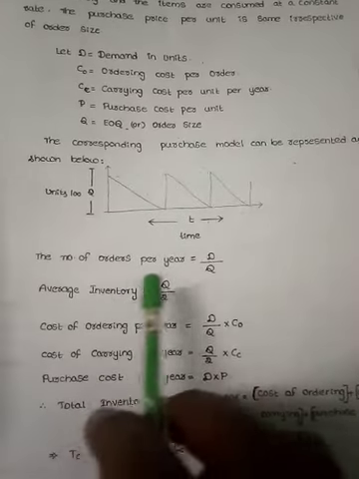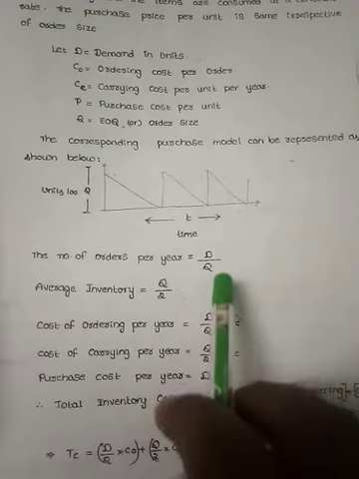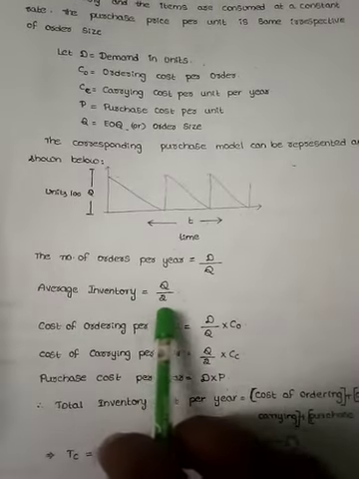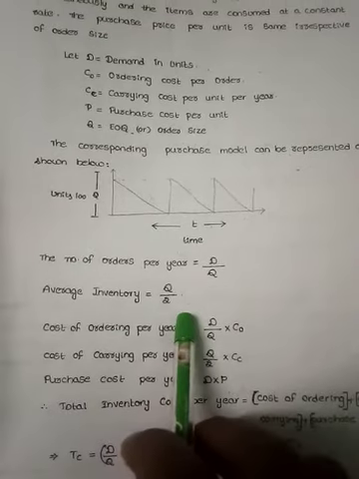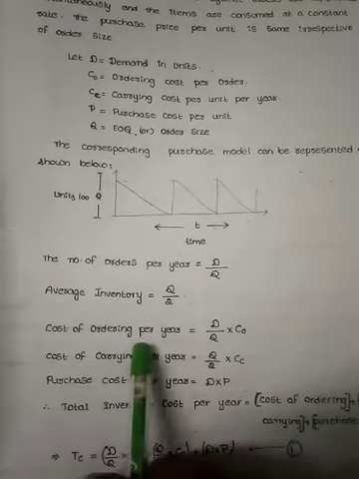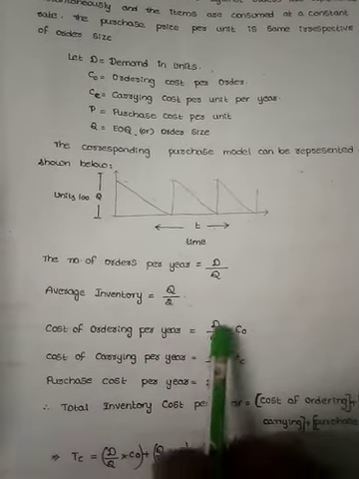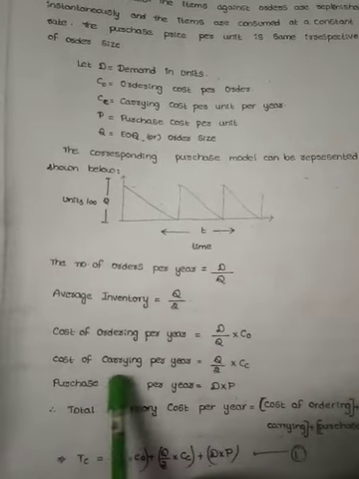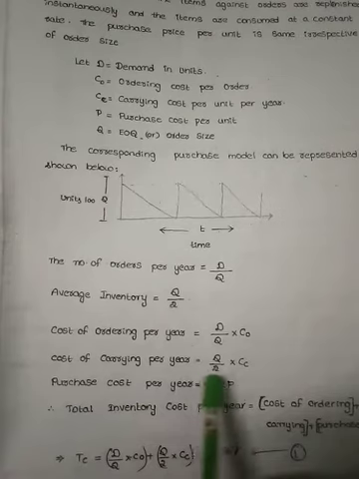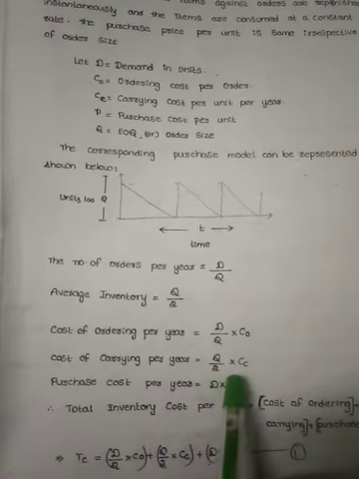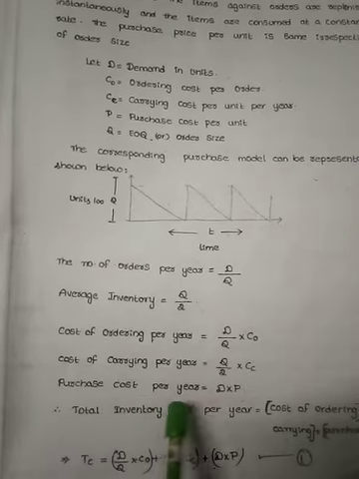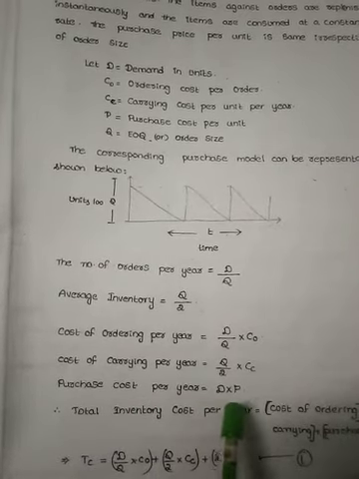the number of orders per year equals D by Q. Average inventory equals Q by 2. Cost of ordering per year equals D by Q into C naught. Cost of carrying per year equals Q by 2 into Cc. Purchase cost per year equals D into P.